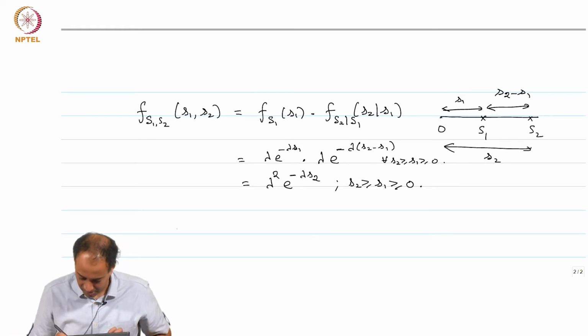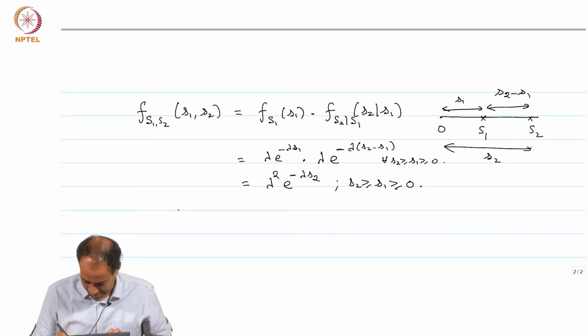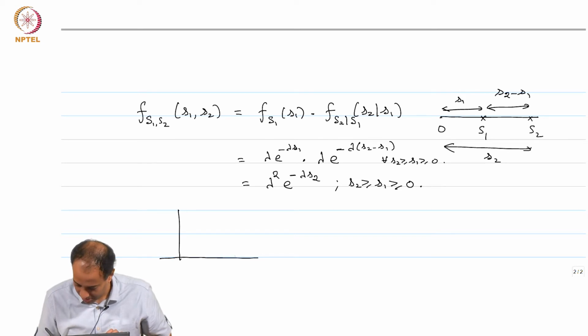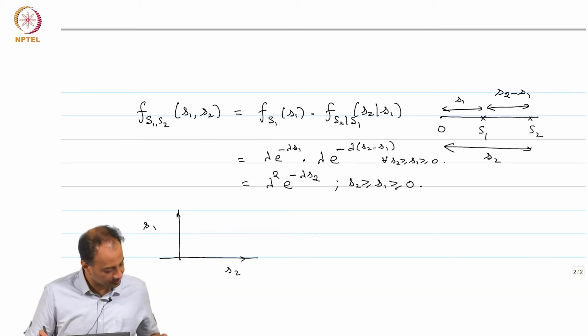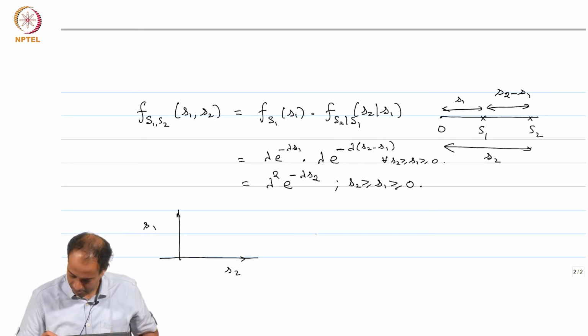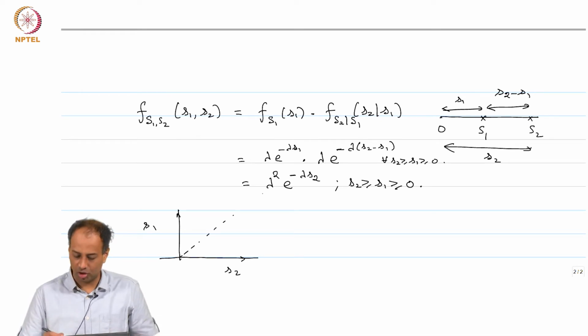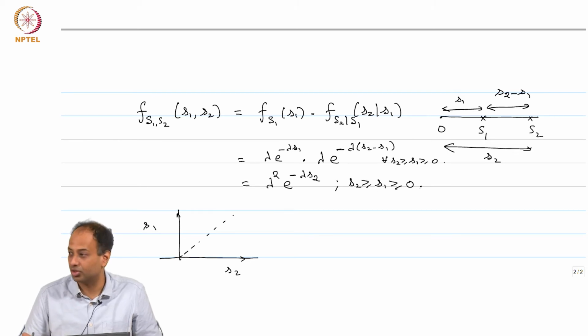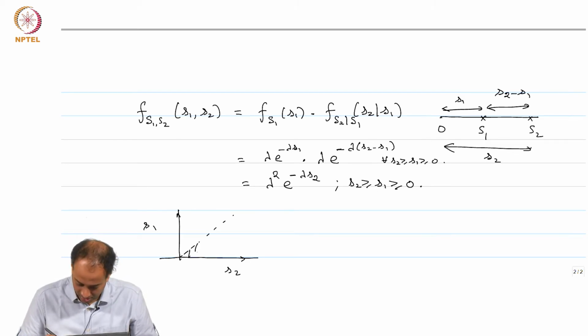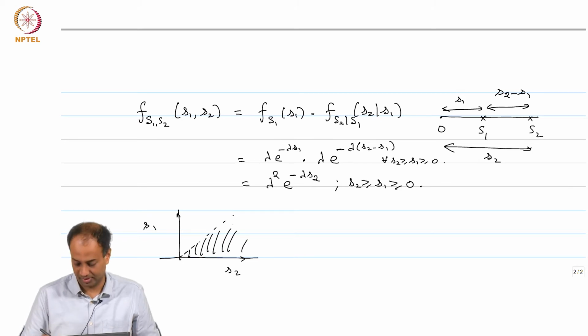So, if you look at the 2 dimensional plane, let us say this is S2, that is S1, the density is non-zero only in the range S2 bigger than or equal to S1 bigger than or equal to 0, right. So, it is non-zero only here, correct, is that clear to everyone?